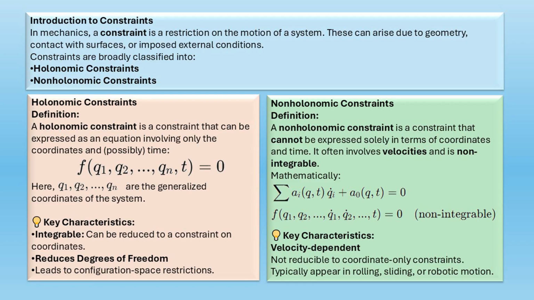Let us now talk about non-holonomic constraints. A non-holonomic constraint is a constraint that cannot be expressed solely in terms of coordinates and time. It often involves velocities and is non-integrable. Mathematically, the key characteristics are: 1. Velocity dependent. 2. Not reducible to coordinate-only constraints. 3. Typically appear in rolling, sliding, or robotic motion.